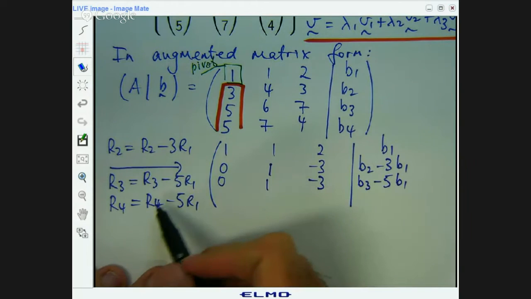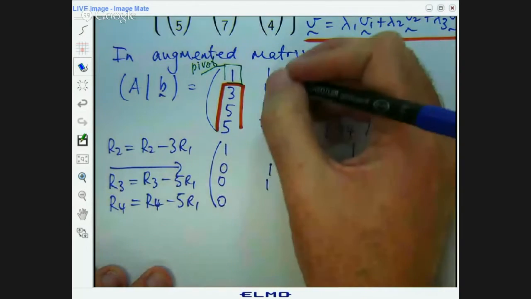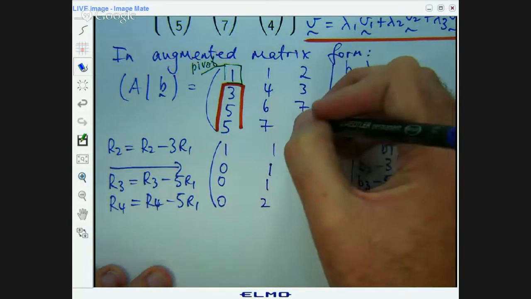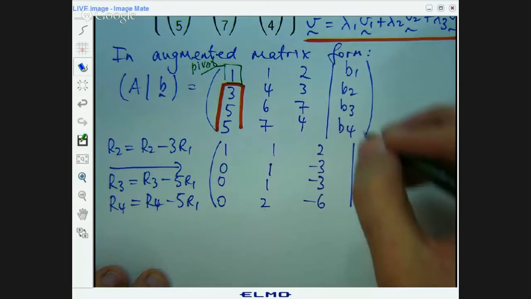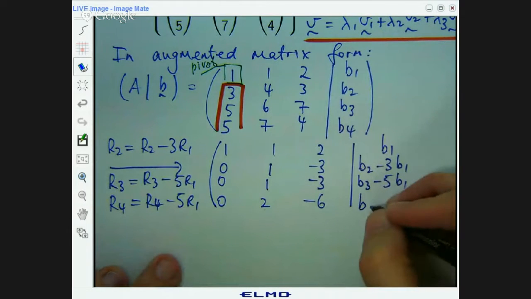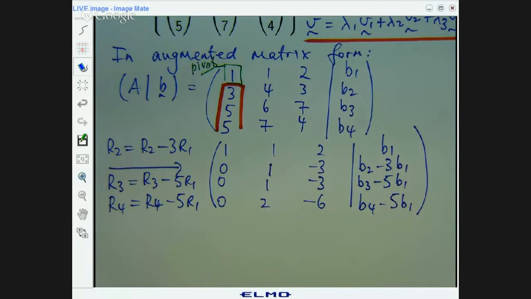And the last one, row 4 equals row 4 minus 5 row 1. So we'll get 0, 7 minus 5, which is 2, 4 minus 10, which is negative 6, and B4 minus 5 times B1. Okay, so that's the first step. Now we look at a submatrix and do the same thing with that. Let me show you what I mean.